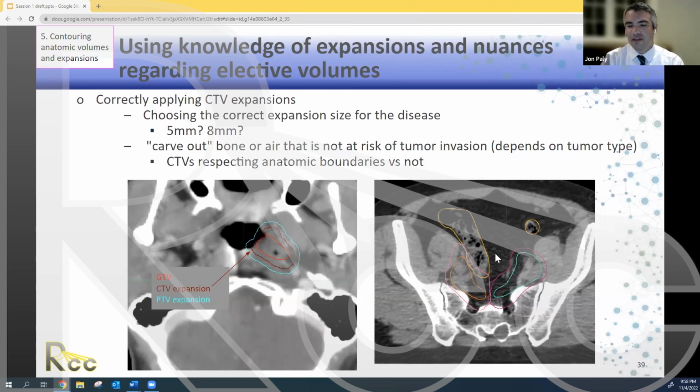On the other hand, over here we have some elective nodal volumes, and we can see that I'm treating a pelvis, and this orange line here is my right pelvic nodal basin that I'm contouring. And these are the vessels here.